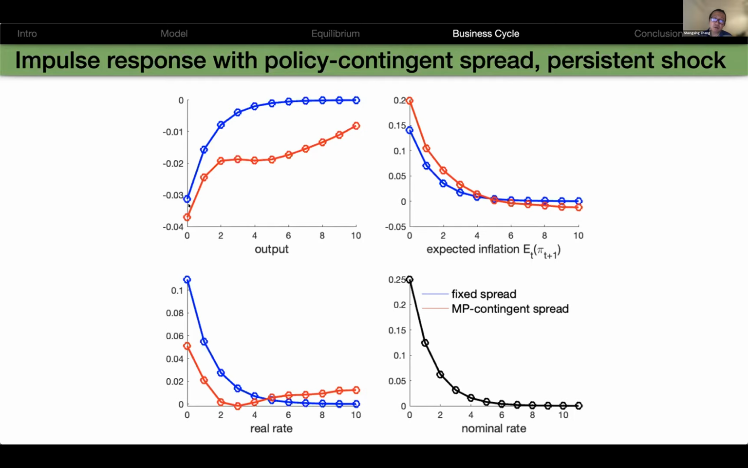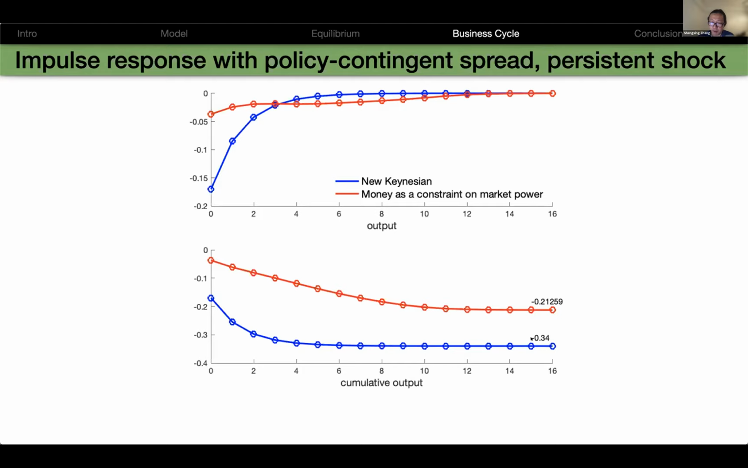Here we are just borrowing the result from Galí's textbook, say a 25 basis point increase in the policy rate. What's the response in his textbook? The response on impact in the New Keynesian textbook is 17 basis points. Then it dies away at the same rate as the policy shock. Now our channel on impact is a lot smaller, but it's more persistent. If we add up the cumulative response in output after 16 quarters, the New Keynesian channel would imply a response to a 25 basis point increase in policy rate of 34 basis points. Through our channel, it's 21 basis points. So it's a lot closer; at least quantitatively, it's comparable.